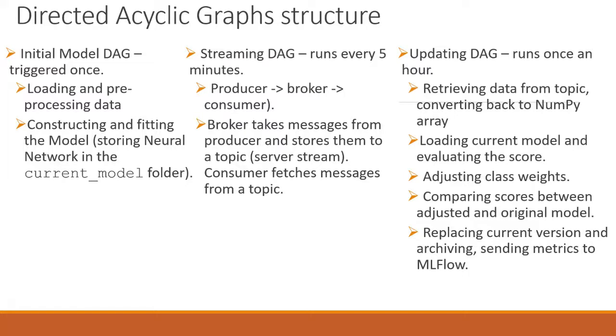Updating DAG runs every hour and retrieves data from Kafka topic. It loads the current model and evaluates the score. It also adjusts class weights for underrepresented data that should get more attention. It compares the scores of the models and saves the better model. And it finally sends the metrics or statistics to MLFlow interface.